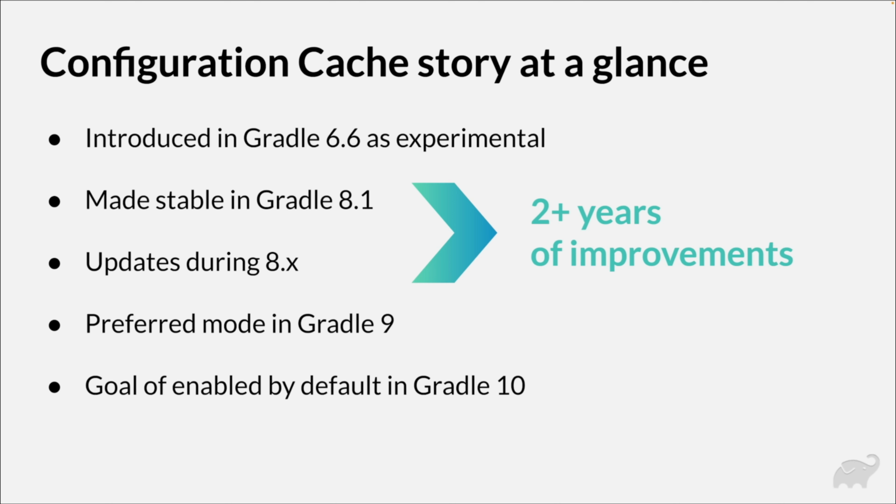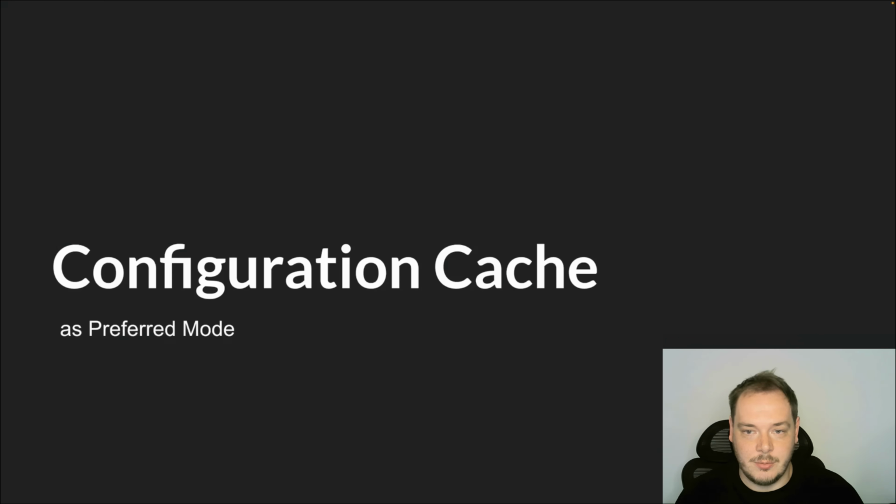Configuration cache became stable in Gradle 8.1, and since then we delivered a continuous stream of improvements in the areas of reliability and usability to make adoption of configuration cache as easy as possible. As it reaches this level of maturity, in Gradle 9 we are making it the preferred mode of running Gradle. And we have a goal of enabling configuration cache by default in Gradle 10. So, what does preferred execution mode actually mean to Gradle 9 users and adopters? What updates are needed? I'm handing it back to Alex.